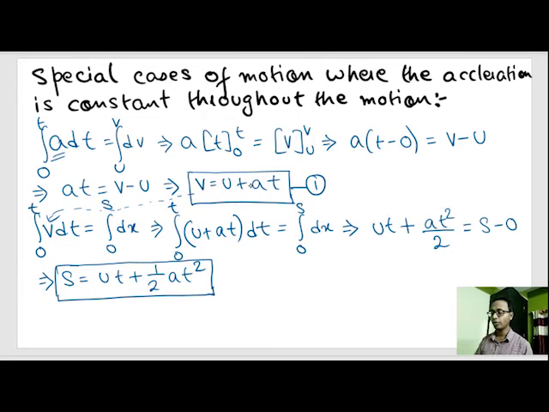And the third formula is, the first formula is a dt is equal to dv, we obtained v is equal to u plus at. The second formula, v dt is equal to integral of dx, and we obtained s is equal to ut plus half at square. And the third formula is v square is equal to u square plus 2as.